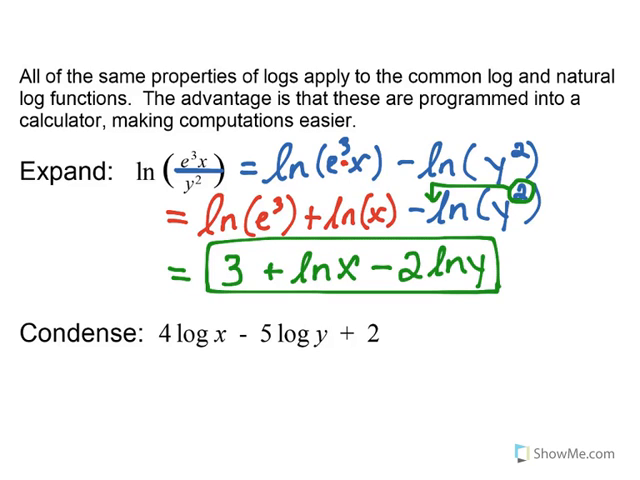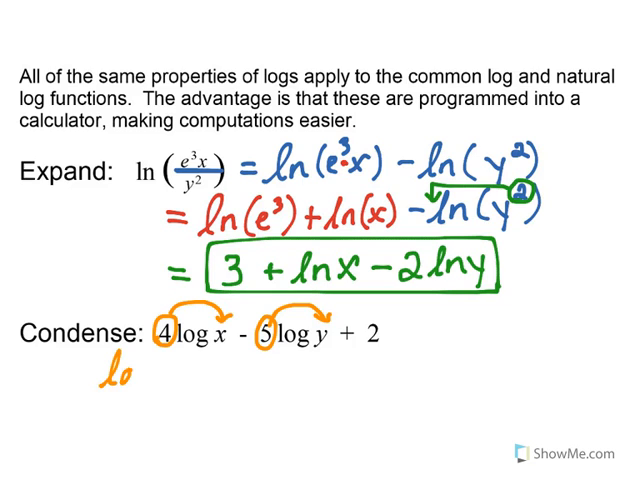All right, so the condensing problem. We have 4 log of x minus 5 log of y plus 2. Let's figure out how to deal with those first two pieces together, and then we'll come back to the 2 at the very end. The first thing I want to do is work on condensing these two pieces. Remember, the first step is to look for coefficients to become exponents. So the coefficient is going to become an exponent. And again, I'm going to deal with that 2 later on.